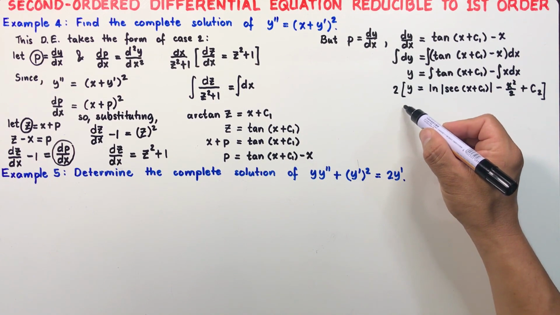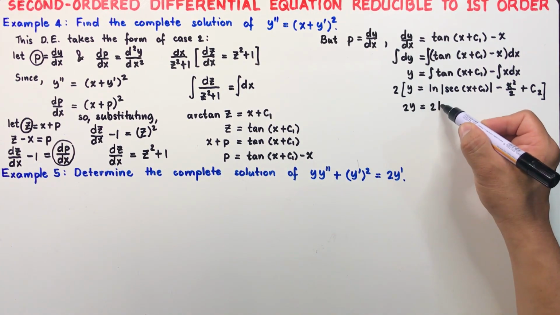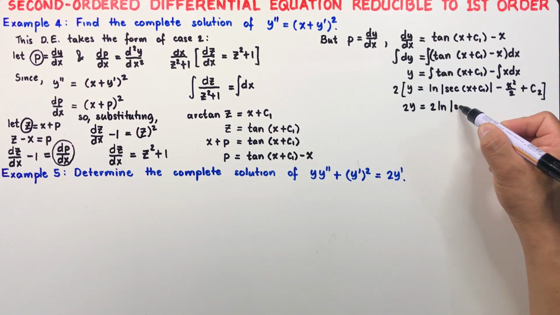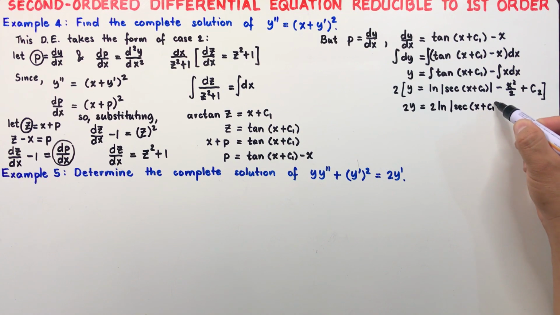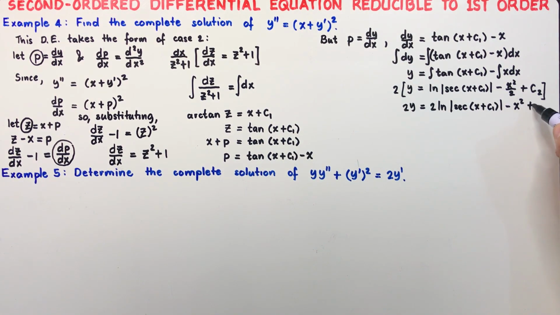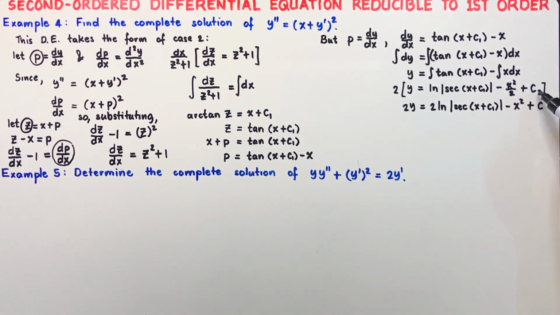So we have 2y equal to 2 times the natural log of the secant of x plus c sub 1, minus x squared, plus the constant of integration c sub 2, because 2, which is a constant, times c sub 2, which is a constant, the product is still a constant.